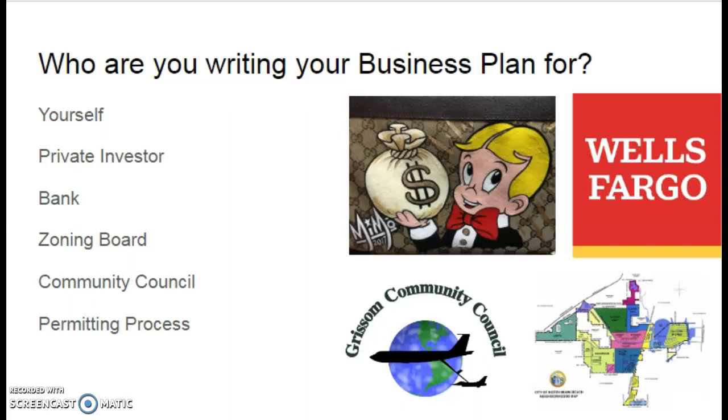Or if you need some funding from a bank, that's a different audience and might have a little bit different spin to your business plan. You could also need to do it for a zoning or community council or some permitting process. All of these are different areas where a business plan might be needed, and generally they're going to be written the same, but you keep in mind who your audience is, so you might change a few things about the way you explain your business and what you're doing.